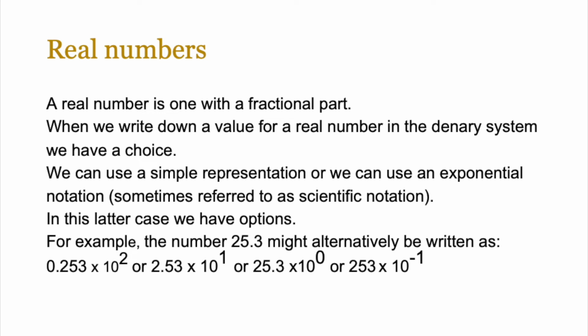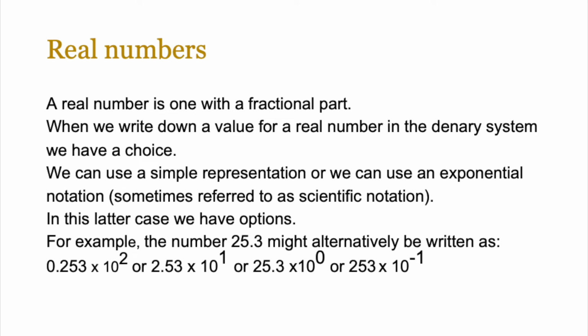When we write down a value for a real number in the denary system, we have a choice. We can use a simple representation or we can use an exponential notation, sometimes referred to as scientific notation. Now, in the latter case, we have options. For example, the number 25.3 might alternatively be written as 0.253 times 10 to the power of 2, or 2.53 times 10 to the power of 1, or 25.3 times 10 to the power of 0, or 253 times 10 to the power of minus 1. All of these equate to the same number.